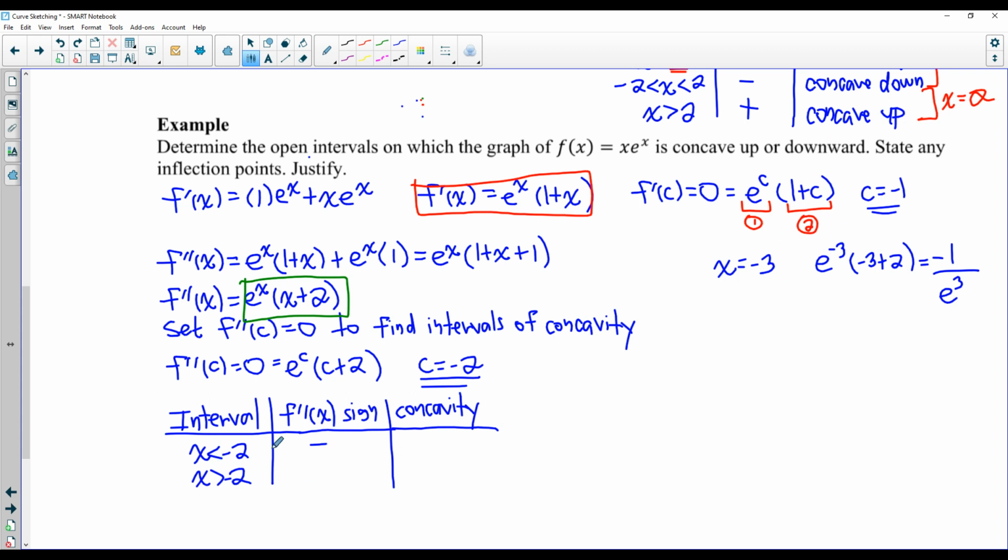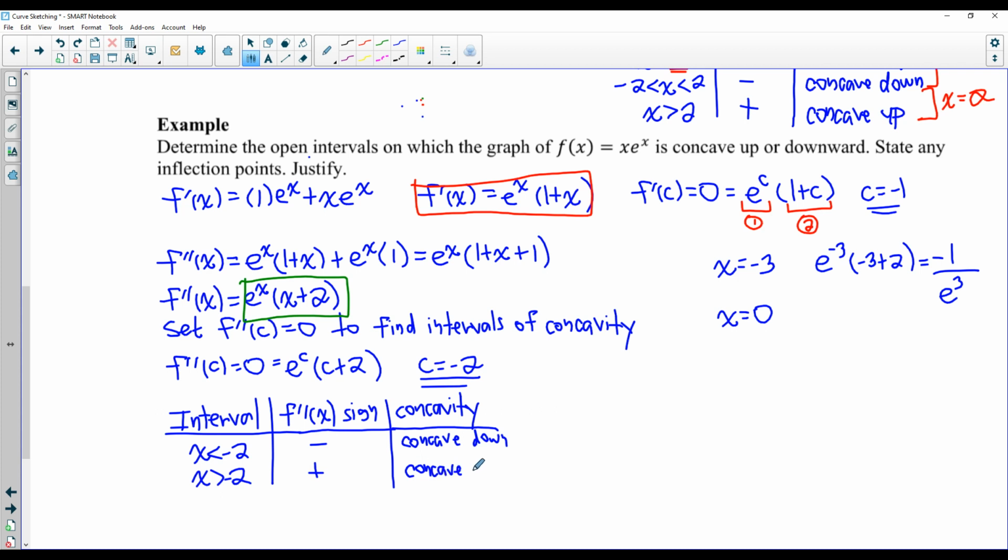Now, if x is bigger than -2, I'll just plug in x is equal to 0 because that's the easiest thing to do. Plugging that in there, it would be e to the power of 0, which is 1, and then 0 plus 2 is a positive number, so it would be positive. Therefore, we'd have concave down, and we'd have concave up.